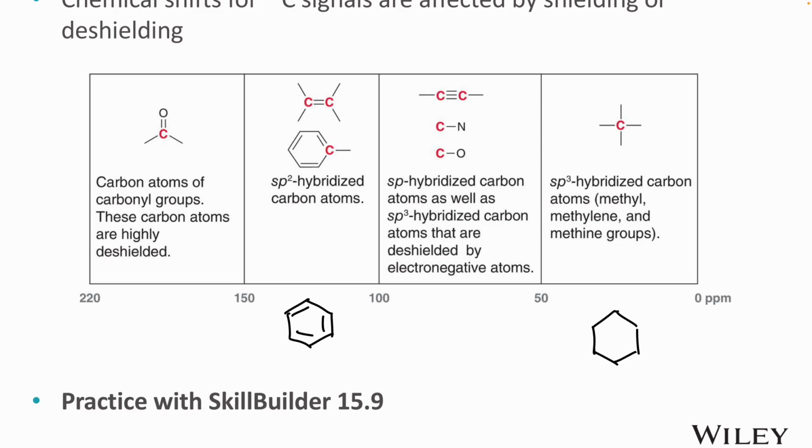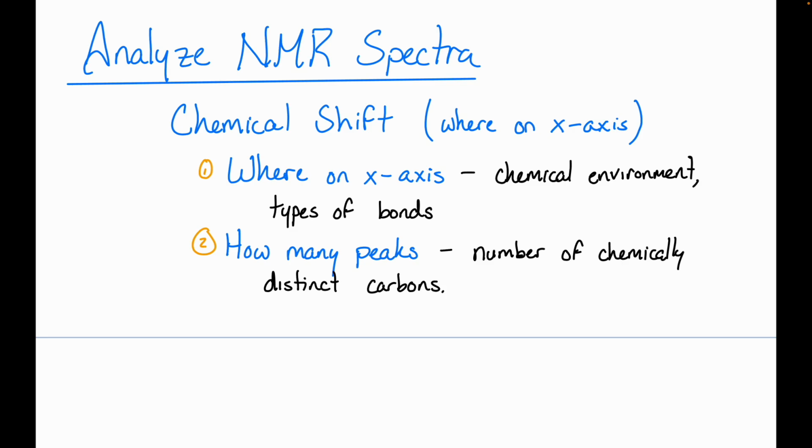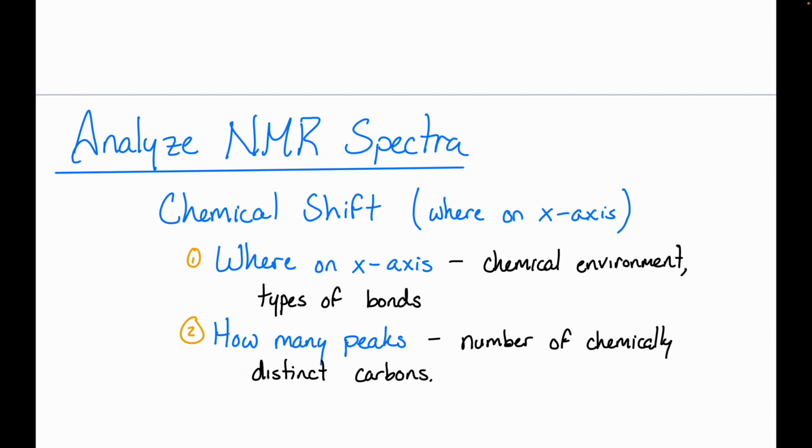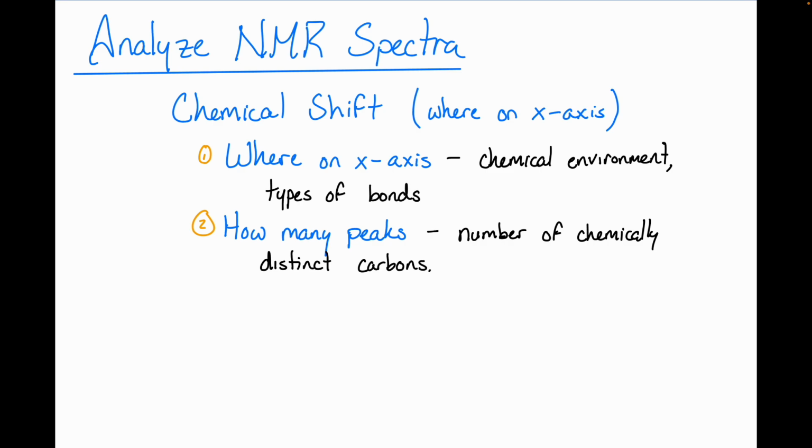Okay, so then there's one more thing that we got to talk about. We talked about our chemical shift. That's the first thing we do when we analyze our NMR, right? We say how many peaks there are and where they are on that x-axis. But we're also going to get another piece of information, which is what's called the integration of those peaks.